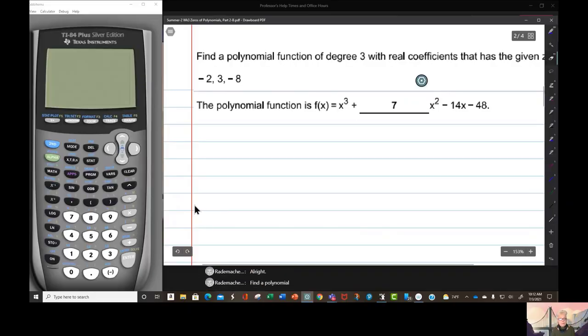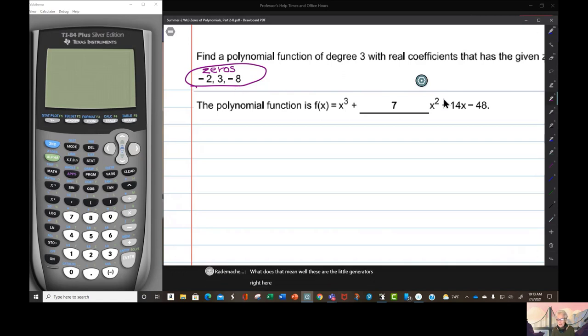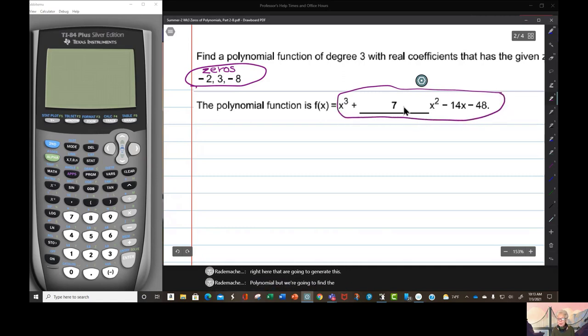Find a polynomial function of degree 3 with real coefficients that has the given zeros. Here are the given zeros. Zeros. What does that mean? Well, these are the little generators right here that are going to generate this polynomial. But we're going to find the whole thing. We're not looking for this coefficient. We're looking for the whole thing because that's the way math teachers are.